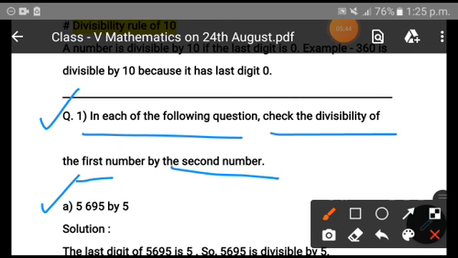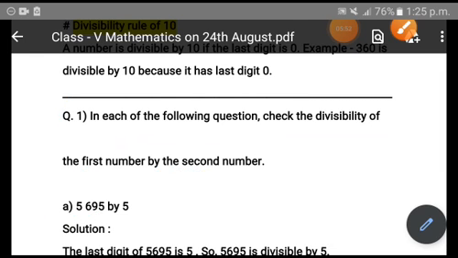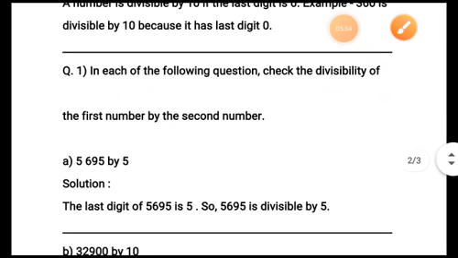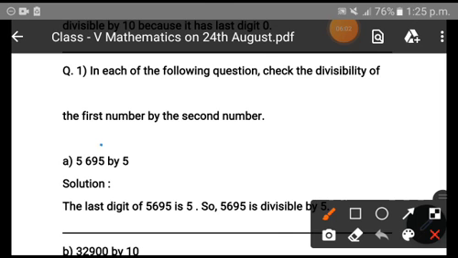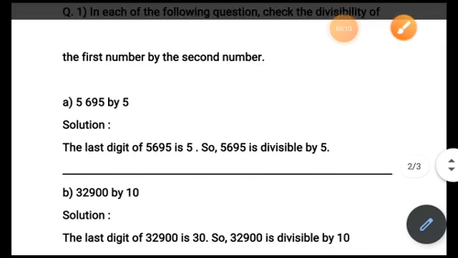So at first, question number A, here we will have to check whether 5695 is divisible by 5 or not. Now we have learned the rule of divisibility by 5. What is the condition? The condition is that the units digit has to be either 5 or 0. So here we can clearly see that in the units digit you are having 5. So that means 5695 is divisible by 5.